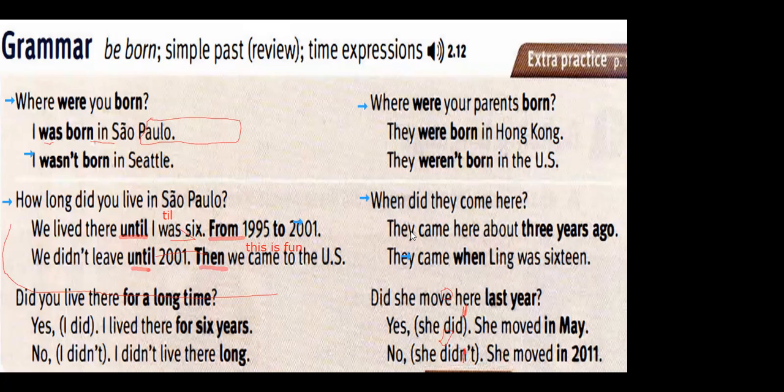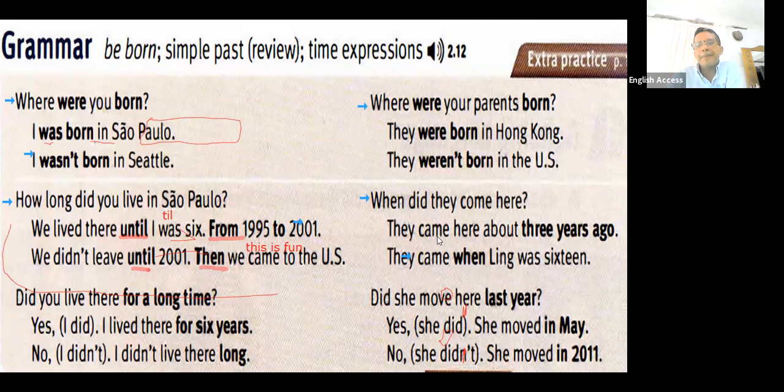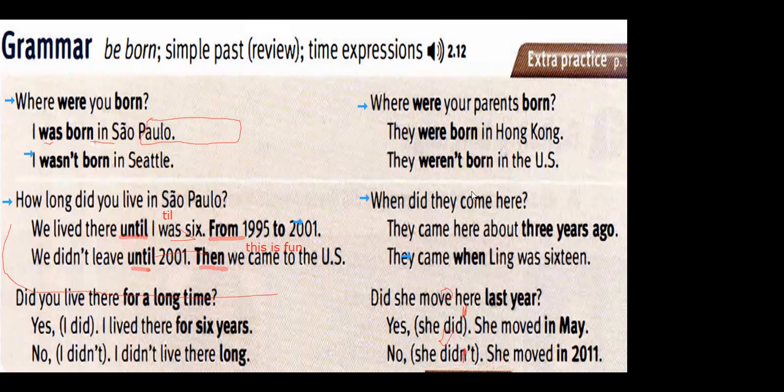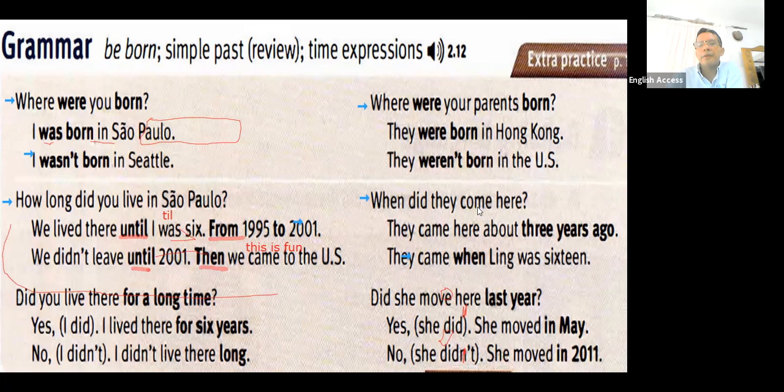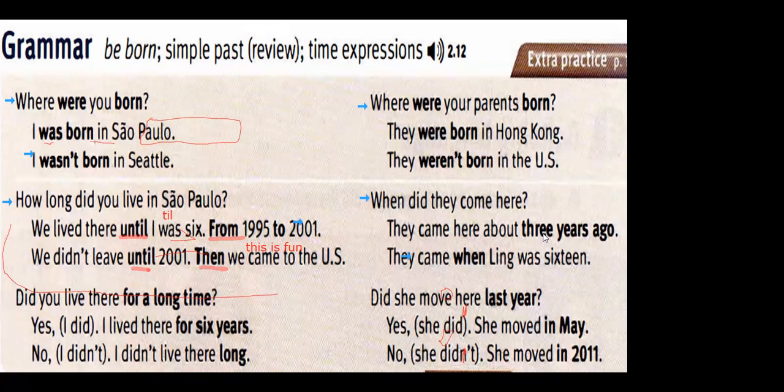When did they come here? They come here about three years ago. They come when Ling was 16. Yes. Just remember this is came, past tense, not present. Well, this is a base verb, come. When did they come here? We are using the base verb come here because we have an auxiliary, did, for the past tense. When did they come here? They came, then they used the simple past. They came here about 3 years ago.